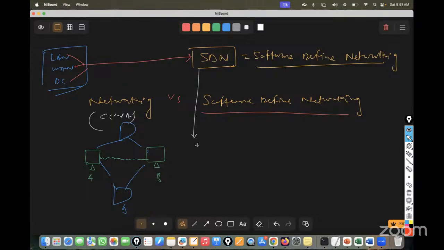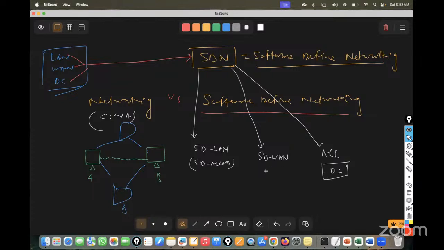One is SD-LAN, which is also known as SD-Access. Another product is SD-WAN, which we're discussing right now. And for the data center, there is ACI. That's for the data center. This is for the WAN. This is for the pure LAN. And this is for the data center.